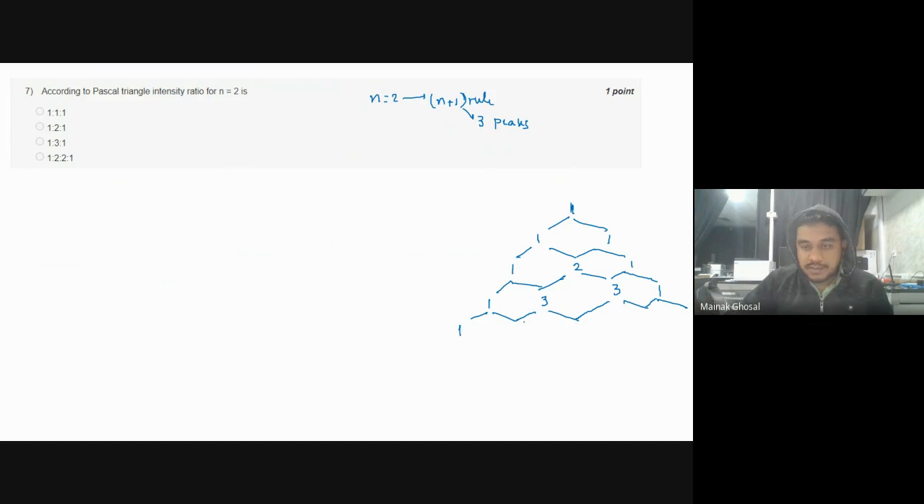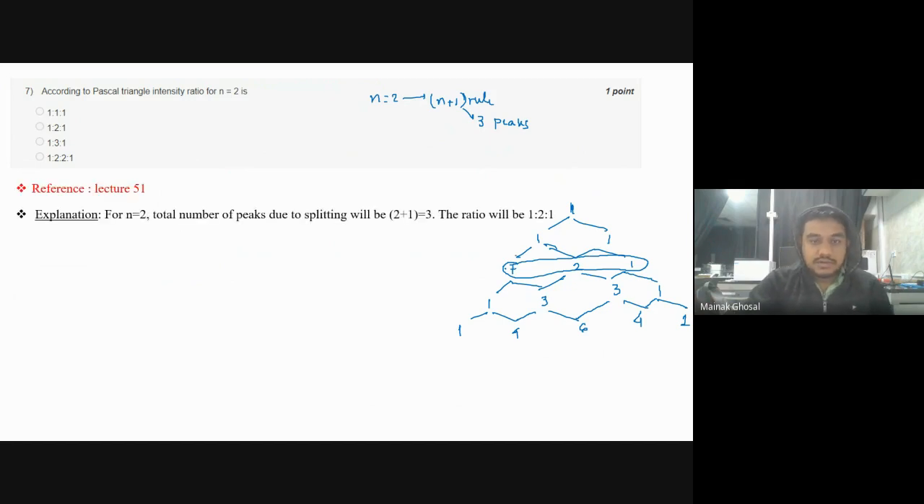This is 1, 3, 1, 4, 3, 3, 6, this is 4, this is 1. Okay. So we have to find that for which case you are talking about. In this case there are 3 peaks. So 3 peaks means the intensity, according to Pascal's triangle, will be 1 is to 2 is to 1. So this is the answer. The total number of peaks will be 2 plus 1, 3. So that will be 1 is to 2 is to 1, which is the answer. Right?